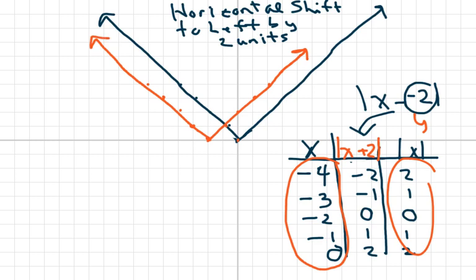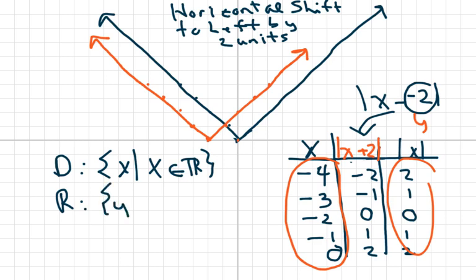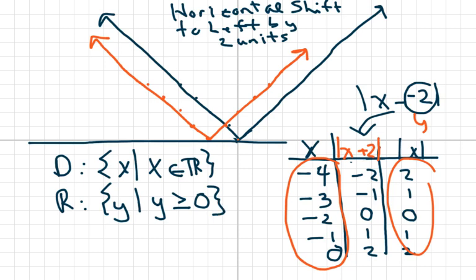Okay, let's look at the domain. So that would be all real numbers. Again, I can put any numbers I want in my table of values. And it looks like my range, it's still positive. So y, it never goes below the x-axis here when you're looking at it. So y is greater than or equal to 0. And it is a horizontal shift.